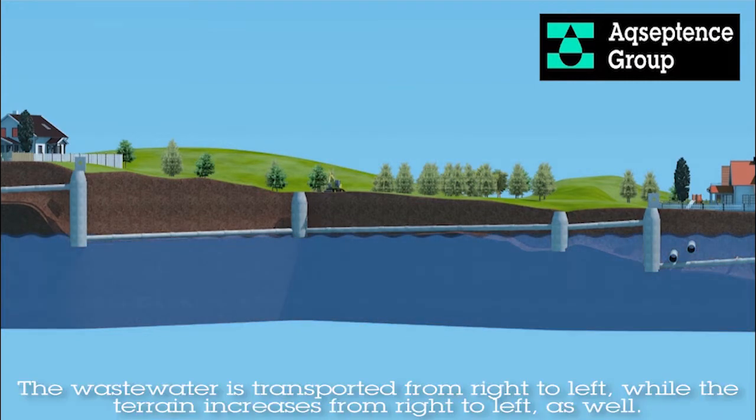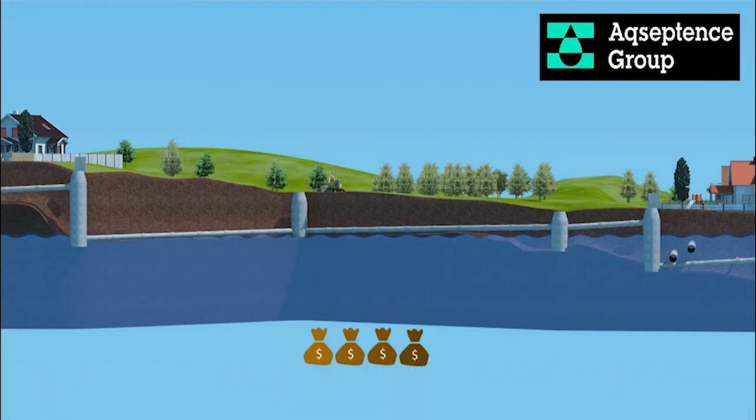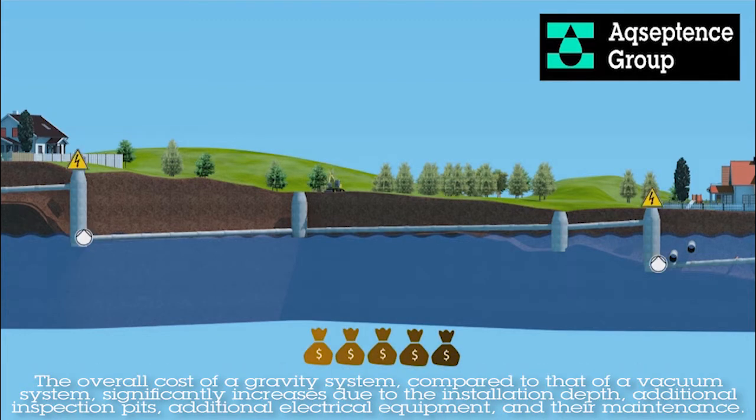The wastewater is transported from right to left, while the terrain increases from right to left as well. Due to the difference in height between both sites, the wastewater shall be lifted by additional pumping stations, thus resulting in higher construction and maintenance costs. The overall cost of a gravity system compared to that of a vacuum system significantly increases due to the installation depth, additional inspection pits, additional electrical equipment, and their maintenance.